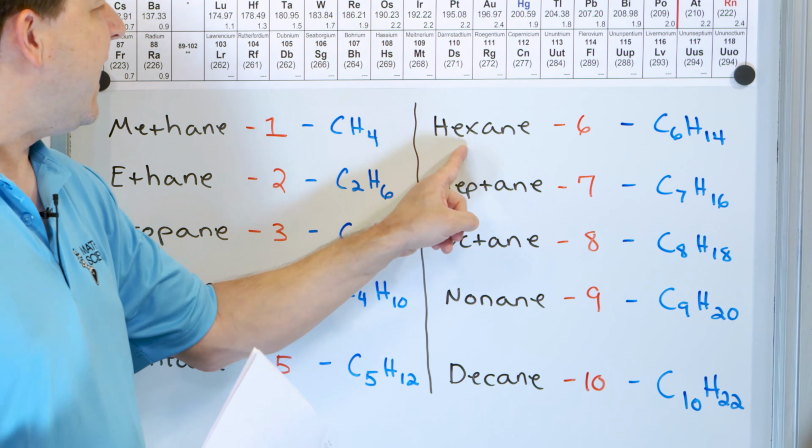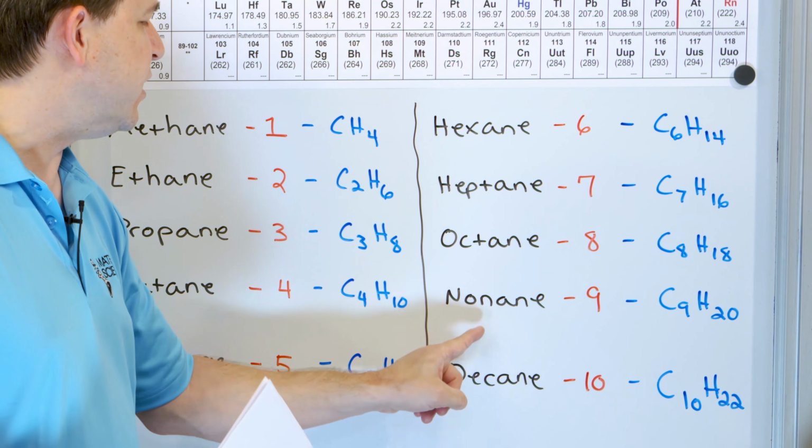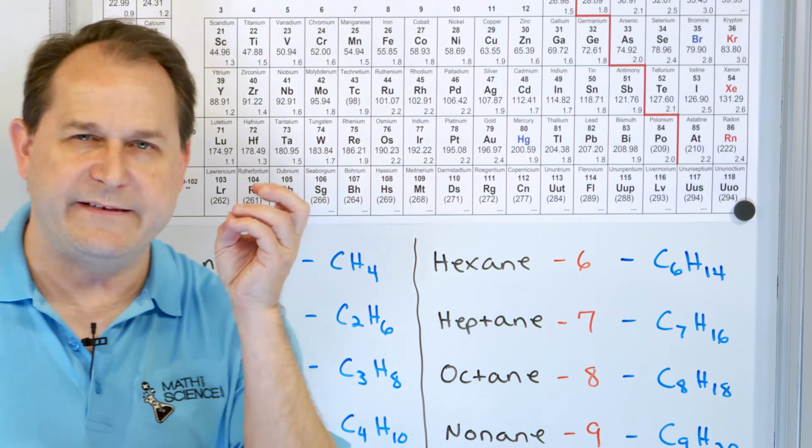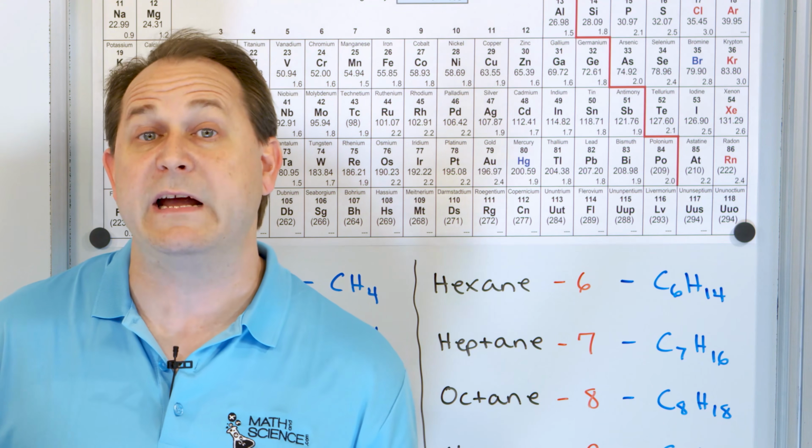Penta means 5, hexa means 6, hepta, octa, nona, and deca. So the first 4 are a little bit different from before, but after we get to pentane, it's the same prefixes that we've used to name any molecules.